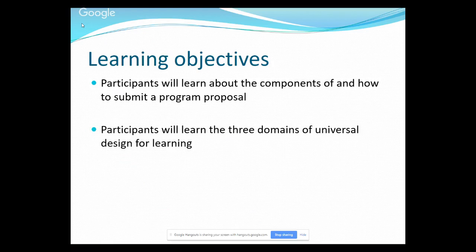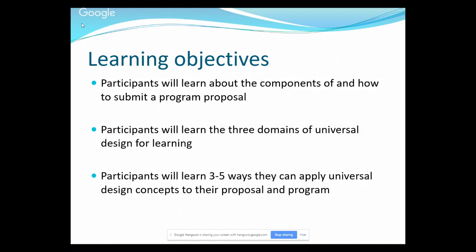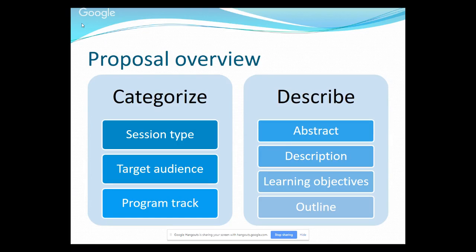We're going to talk a bit about the 3 domains of universal design for learning. And then we're also going to talk about 3 to 5 ways you can actually apply those concepts to the program proposal and ultimately your program. So the first thing I want to talk about is the proposal overview. So when you go to the Northwest NWACUHO website and take a look at the proposal, you're going to see the ability to start submitting it.